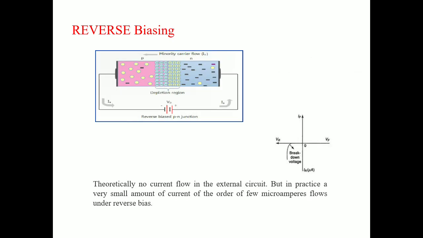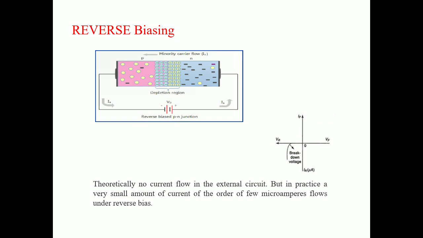Now let us move on to the reverse biasing. What is reverse biasing? When you go for reverse biasing, the p-type material is connected to the negative terminal of the battery. The figure shows the p-type material connected to the negative terminal of the battery, and the n-type material connected to the positive terminal of the battery. And if you increase the voltage, let us move on to the characteristics.